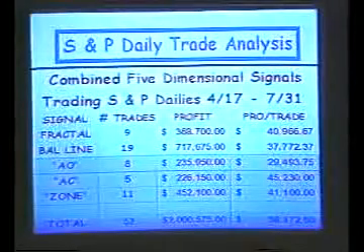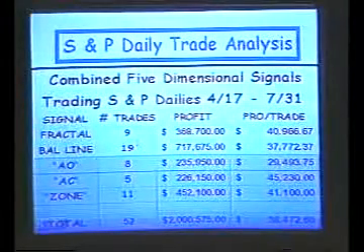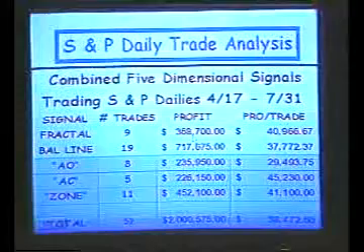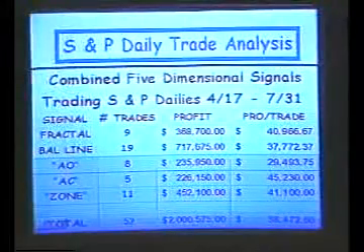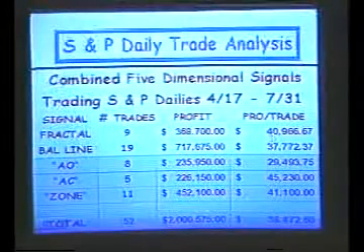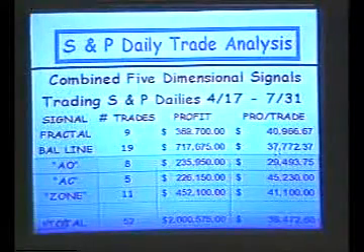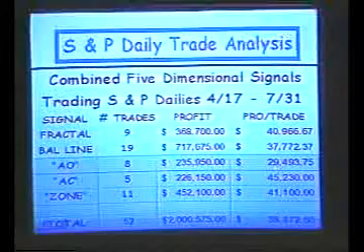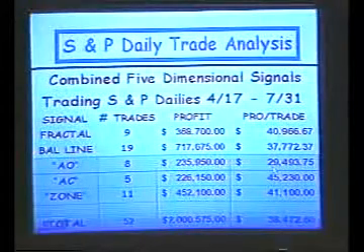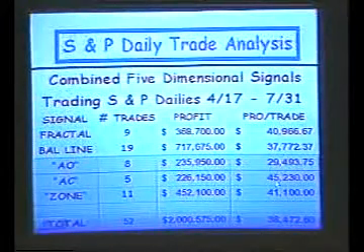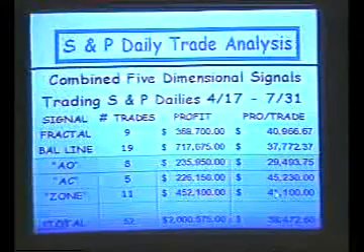Let's look at this another way. Let's do a daily trade analysis. Of the 9 fractal signals, that was the profit generated. Dividing that by 9, the average profit per trade was slightly over $40,000. The average balance line per trade was slightly over 37. The AO was the lowest. It was 29. The AC was 45, the highest, and the zone were 41.